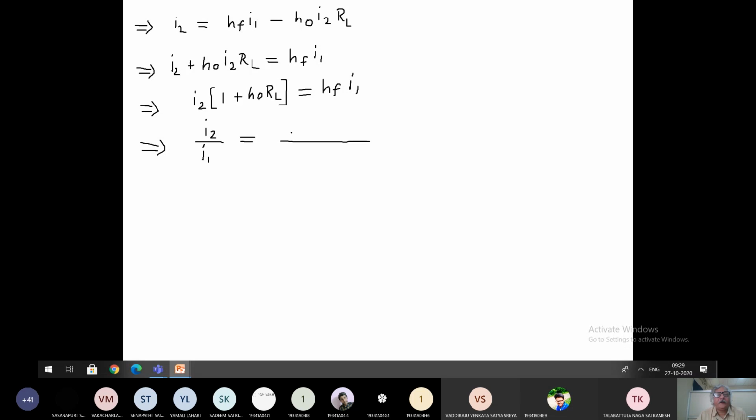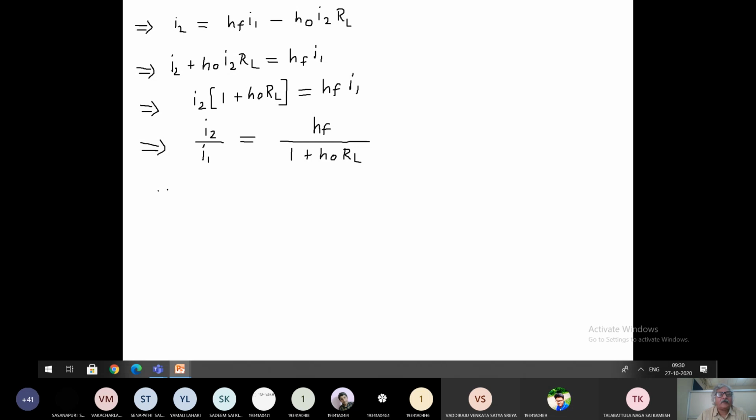Now if this equation I write in this way, I2 by I1, then what will be in numerator here? HF. Okay. In denominator, 1 plus H0 RL, right? Okay.